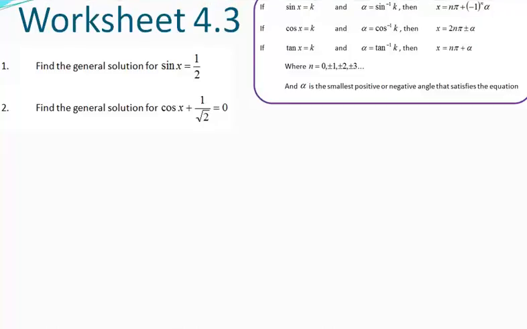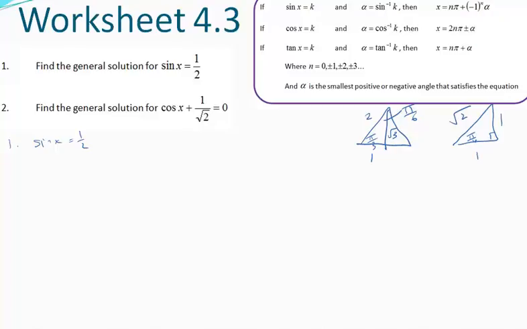Worksheet 4.3. For question 1, we want to find the general solution for sin x equals a half. First of all, we're going to start by drawing up our triangles. Our 2, 2, 2 triangle, so pi on 3, and our angle up here, pi on 6. We've got 1 cut in half, and here 4 minus 1 is root 3. We'll draw our other triangle as well: pi on 4, 1, 1, and root 2.